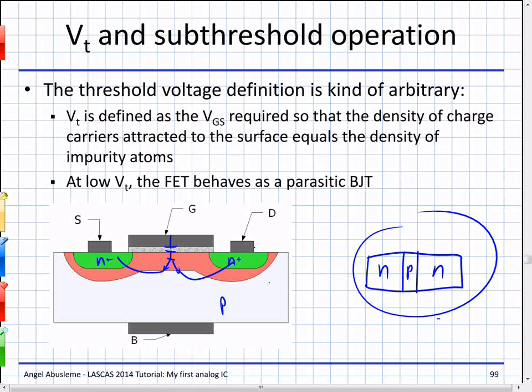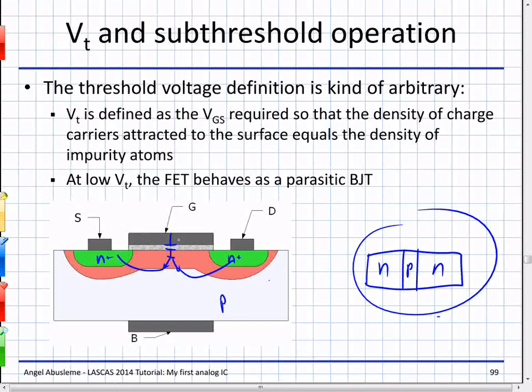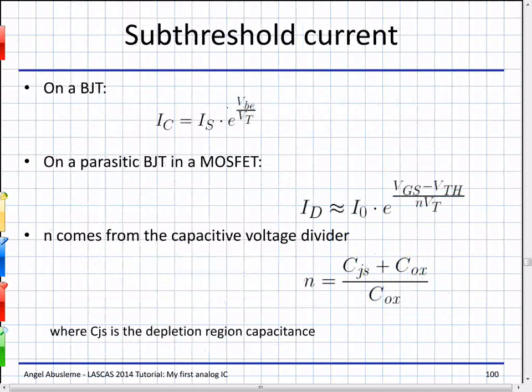And this transistor in subthreshold operation behaves more like a BJT than a MOSFET. When it's almost off, this transistor works as a BJT, as a very bad BJT, because it also has a capacitor in series. So it's a BJT that kind of works, but doesn't work that well. On a BJT, we have this equation. On a BJT, which is a parasitic BJT in a MOSFET, we have the same equation, but this term changes, and there appears an N here, which makes this not that good.